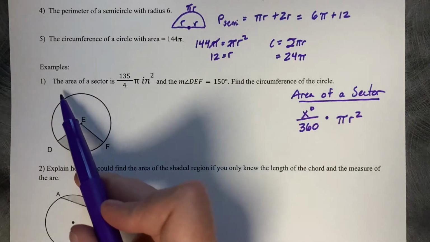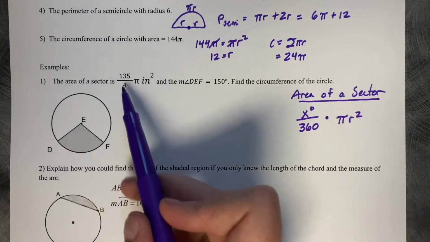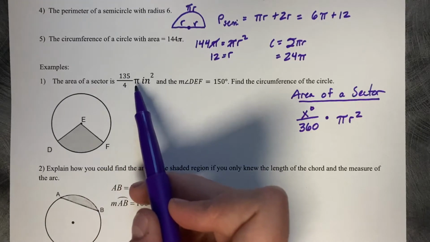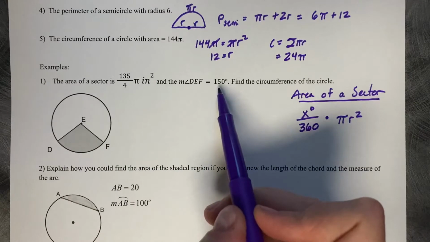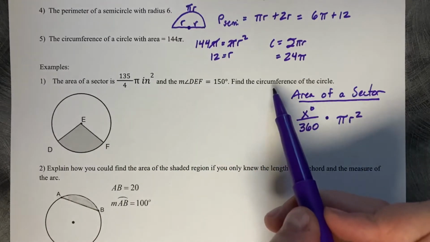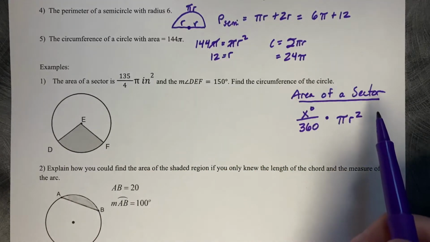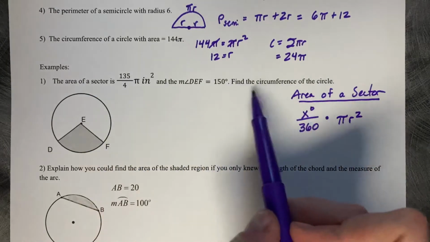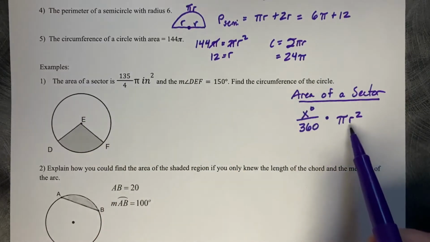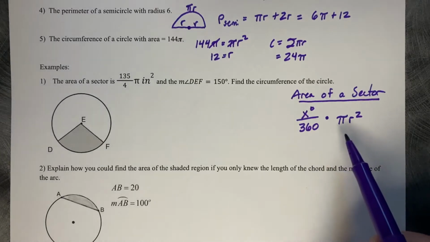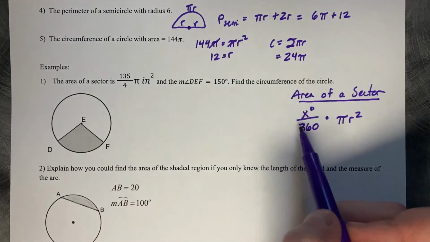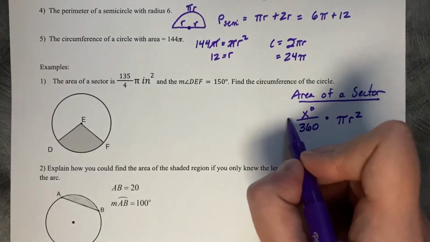So this problem says the area of this sector is 135 divided by 4 pi, and then the angle measure of DEF is 150 degrees. We'd like to find the circumference of the circle. So still, the same thing that overlaps between areas and circumferences is still a radius. So we're going to use this formula to work backwards. So they provided us the area of the sector, so I'm going to put that on the left.